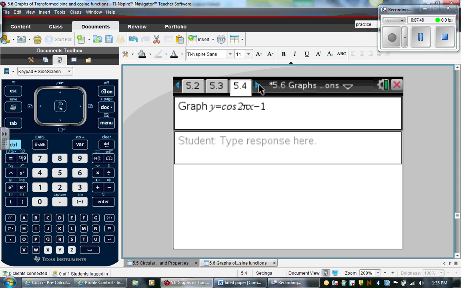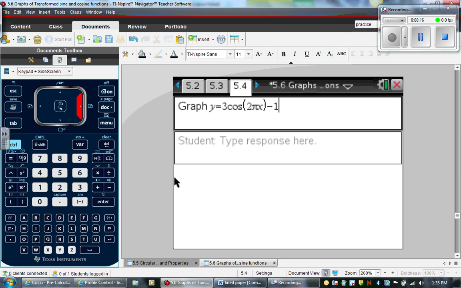All right, so we're going to graph y equals 3 cosine of 2 pi x minus 1. And I apologize, I should have a 3 in here. Really, I should have parentheses here. Okay. So go ahead and get a piece of graph paper out and get ready.